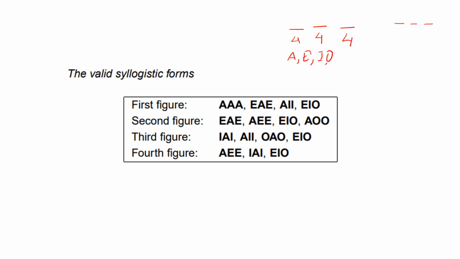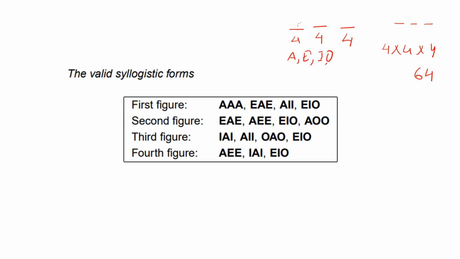So here, A can come, E can come, I can come, and O can come. Here also A, E, I, O can come, and here also A, E, I, and O can come. So if you look at permutation and combination, you have 4 into 4 into 4. So total there can be 64 combinations of A, E, I, and O in this 3-letter string.